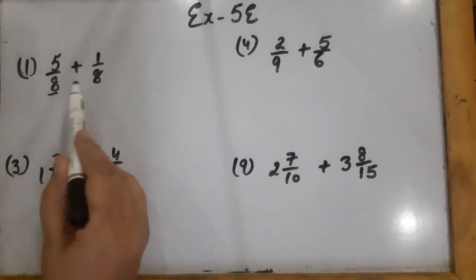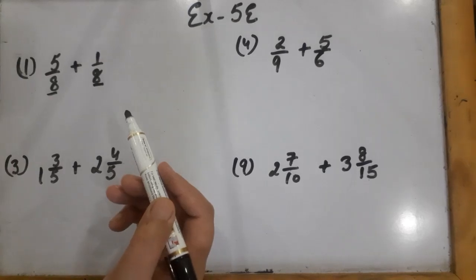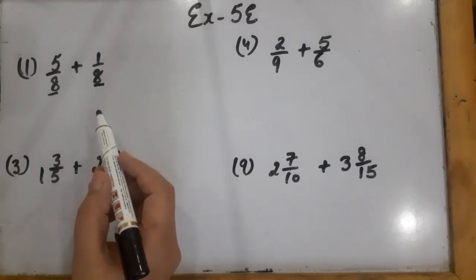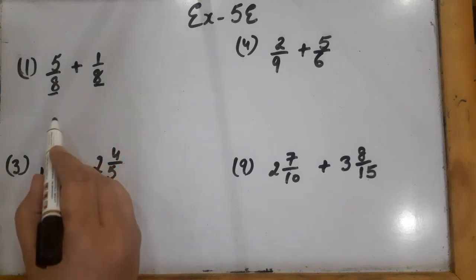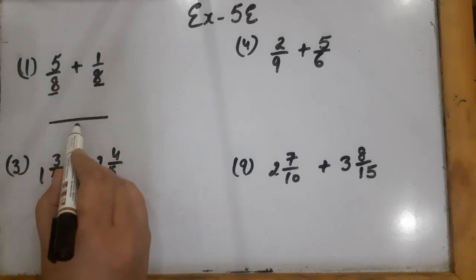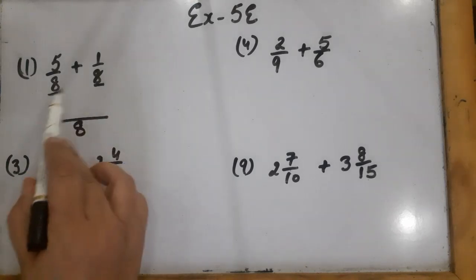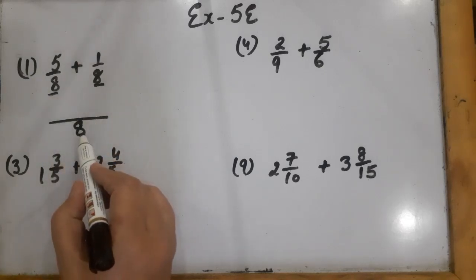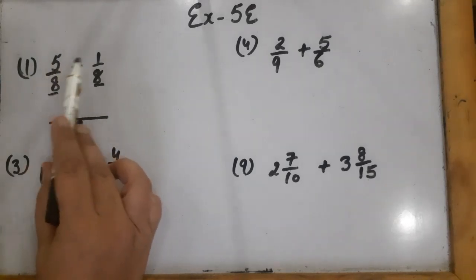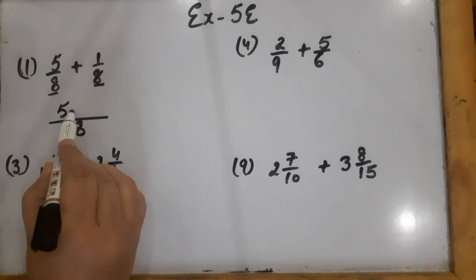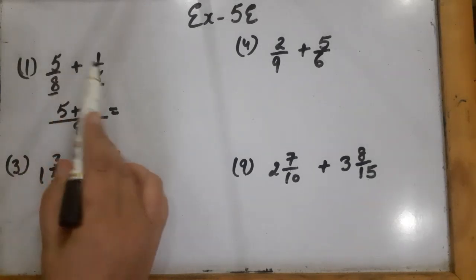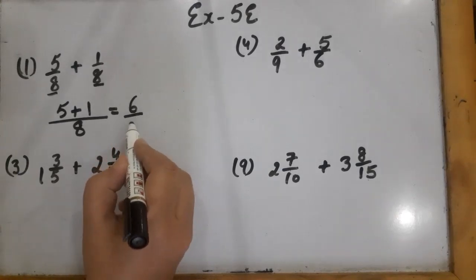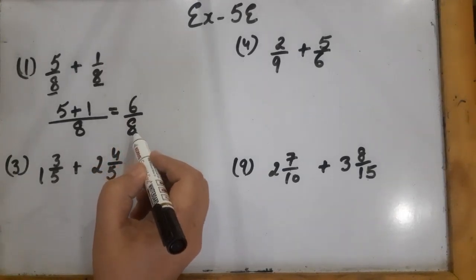So the denominators are the same. It means these are like fractions. So when you have like fractions, the denominator remains the same. We don't add the denominators. The denominator remains the same, but we add only the numerators. So 5 plus 1 will become 6 upon 8. Now the fraction is 6 upon 8.